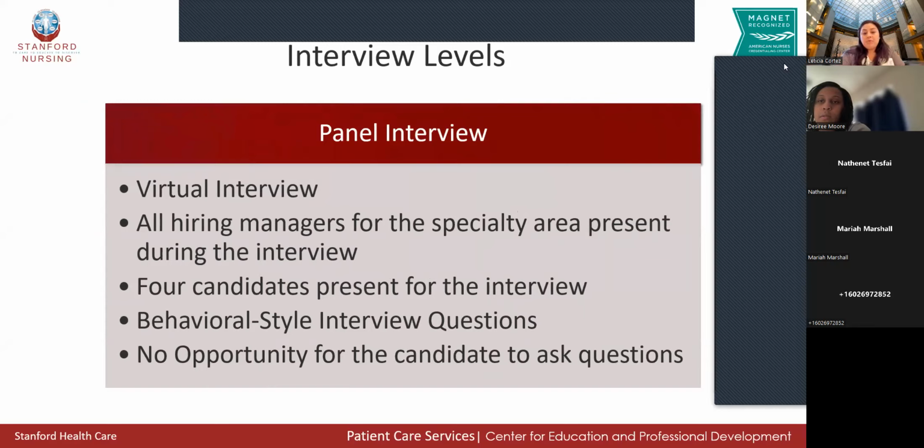So it'll be a panel. Just for example, if medicine was your first choice, we placed you in the medicine panel. You would attend that panel and you would have all the hiring managers in that medicine specialty area present in the interview. You'd be joined by 3 other candidates. There'd be a total of 4 candidates in each panel. And we would be conducting the interview using behavioral style questions. And at that time, there's no room for questions for the candidate to ask.